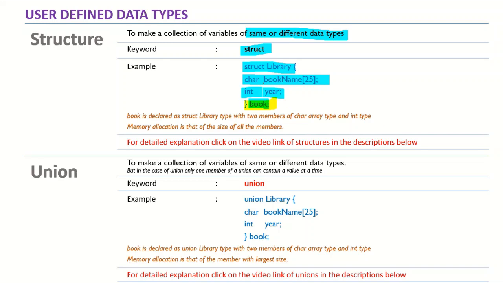We can access these elements just by using the dot operator. That is, the first element book name can be accessed like book dot book name. The second element is book dot year.